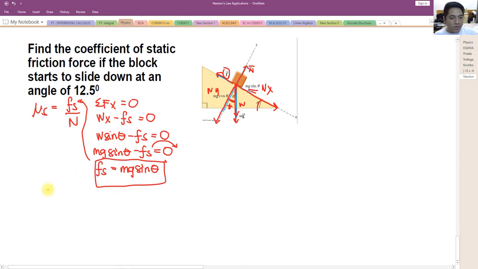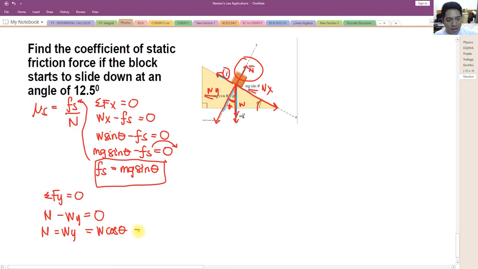But we should also get the summation of Fy, because we are going to get the N. In the summation of Fy, going upward is the normal force and going downward is Wy, the Y component of the weight. It is equal to 0 because it's not moving up and down vertically. So you have N equals Wy, and Wy is W cosine theta, and W is mg. So the normal force is mg cosine theta.